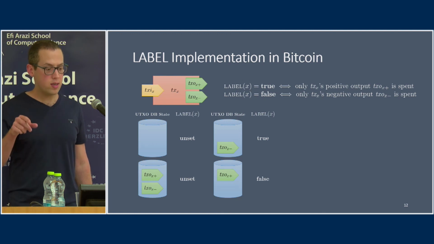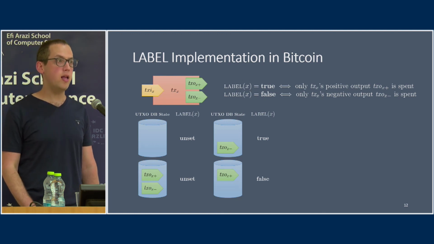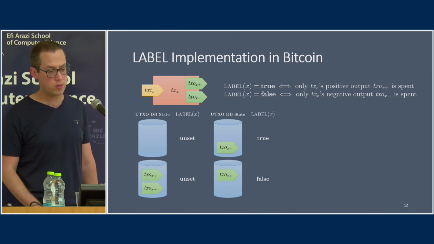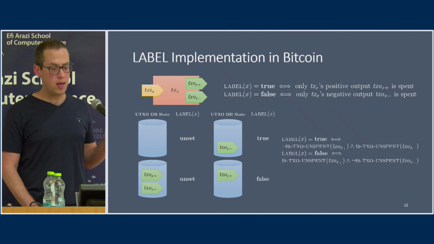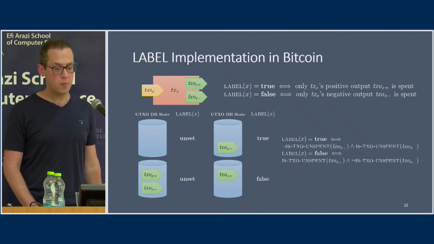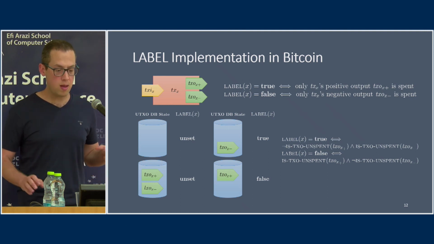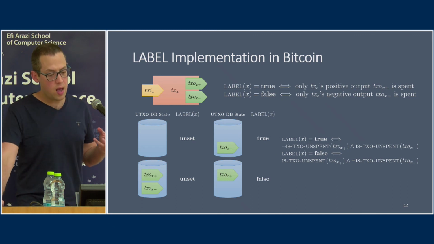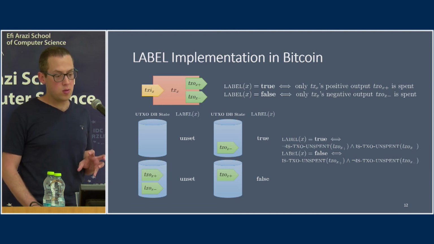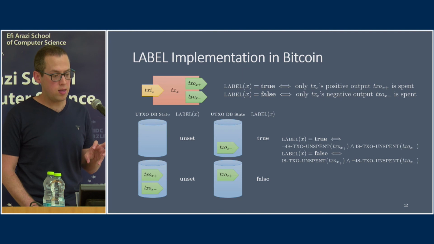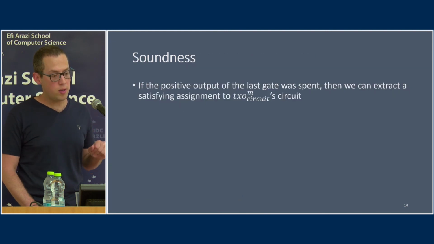In the two cases on the right-hand side, we can definitely say that the label is defined and it is true or false. So we can substitute label X is true with not isTXOUnspent and isTXOUnspent, that the positive output is not unspent and the negative output is unspent. And so this allows us to test for the true label.